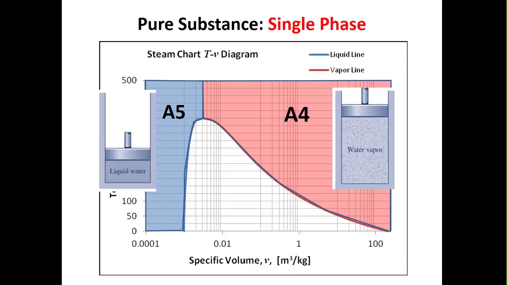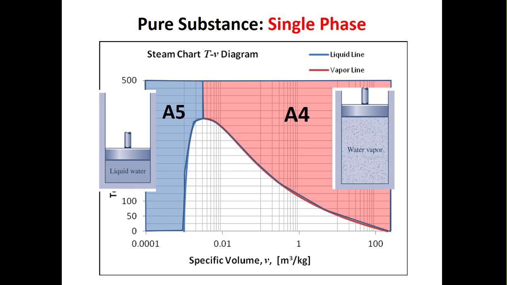So we have some regions here where it's single phase. If it's a single phase, then what we have is a case where the temperature and the pressure are independent variables. Because remember, what we want to do is fix the state. If we find two independent intensive properties, then we can fix the state, and that will let us find the specific internal energy.